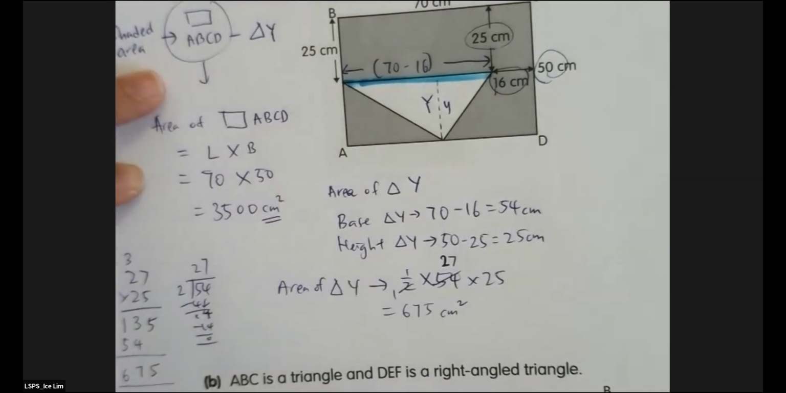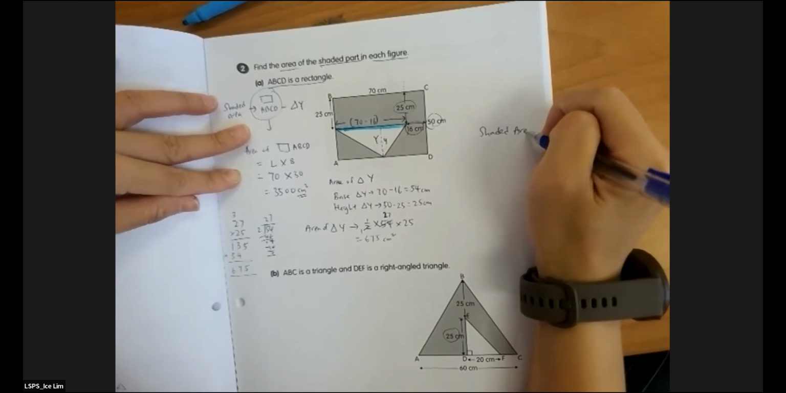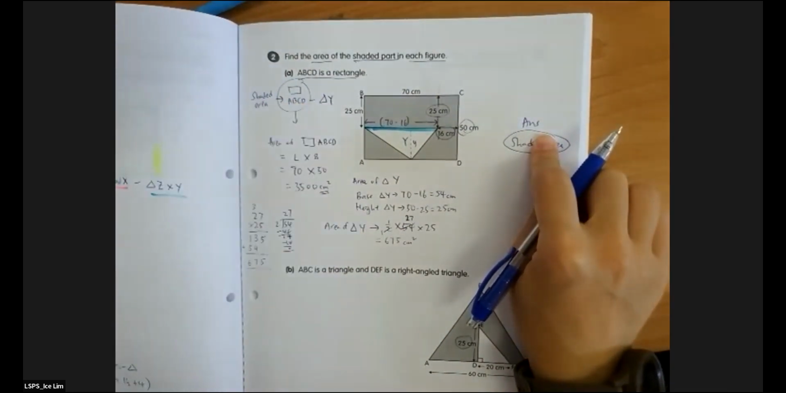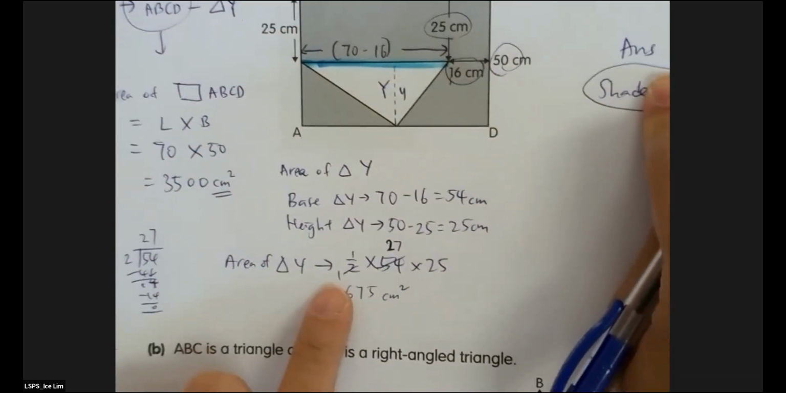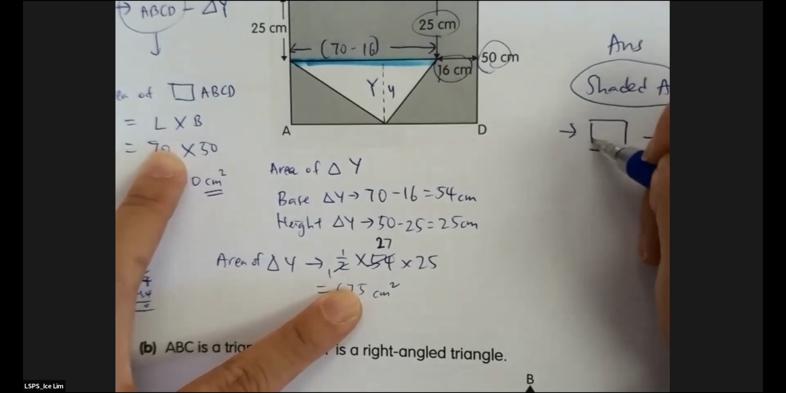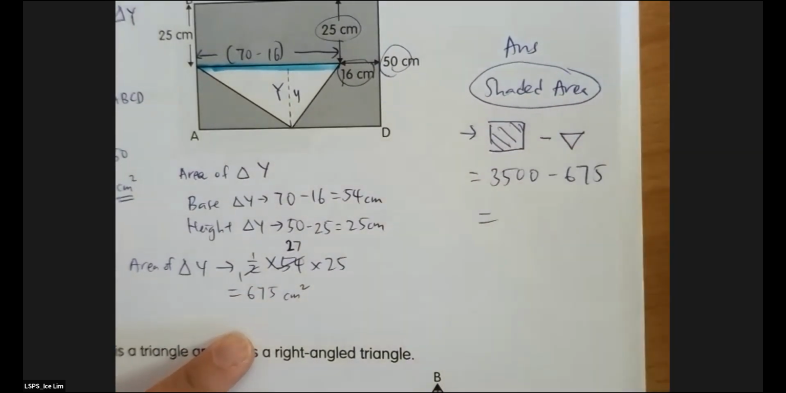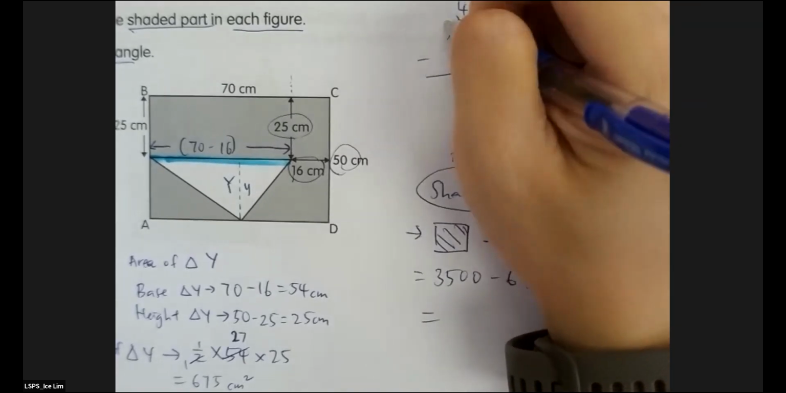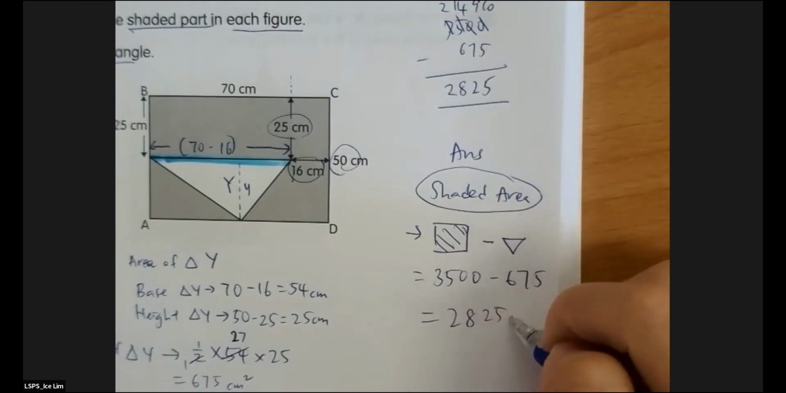So from here, I get to the answer. The final answer here will be the shaded area. Just now we discussed already, the final part will be use the rectangle minus the triangle. Rectangle I found, triangle I found. So last part is take the rectangle minus the triangle. That will be equals to 3,500 minus 675. 2,825 square centimeters.